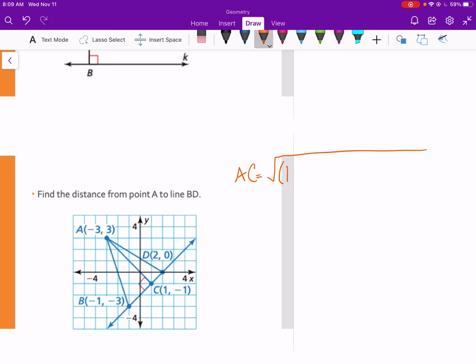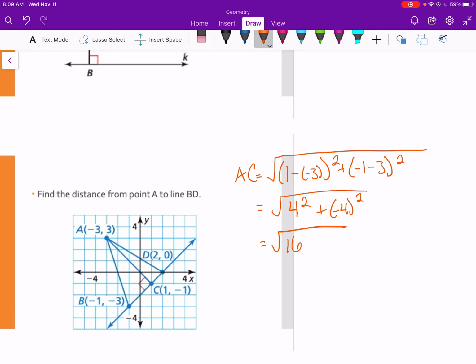So x2 is 1 minus -3 squared plus -1 minus 3 squared. That gives us the square root of 4 squared plus -4 squared, just 16 plus 16, which gives us the square root of 32. And we can use our calculators to find that the square root of 32 is about 5.7. So the distance from point A to line BD is about 5.7.